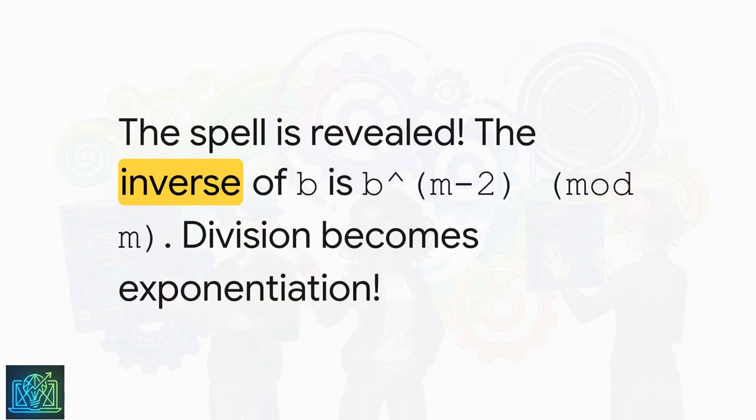If b to the power of m minus 1 is 1, then with a little bit of magical algebra, we can see that the inverse of b must be b raised to the power of m minus 2. The spell for the reverse incantation is revealed. And just like that, a really tricky division problem gets transformed into an exponentiation problem. And that's something computers are really, really good at solving.